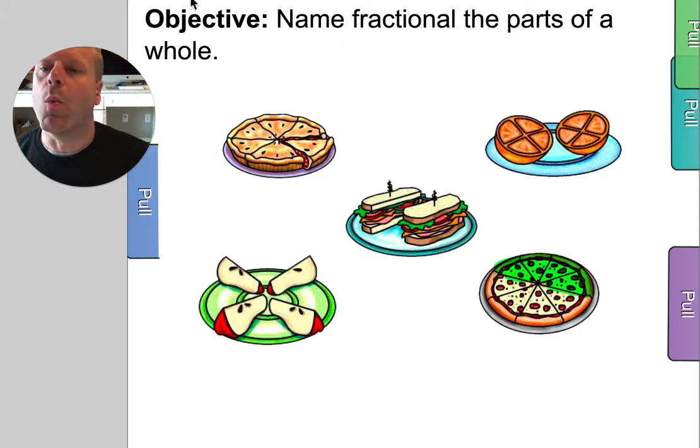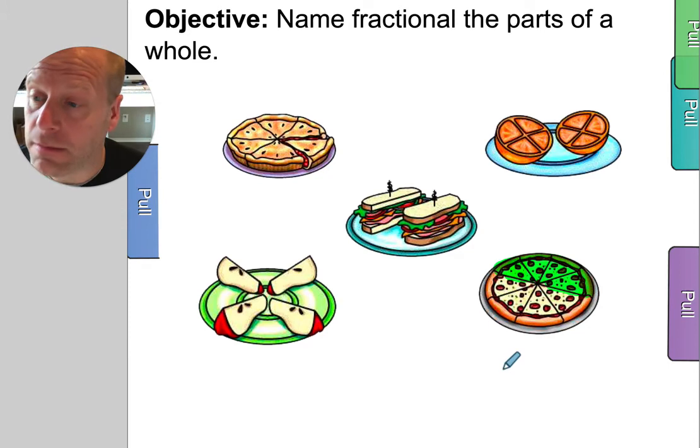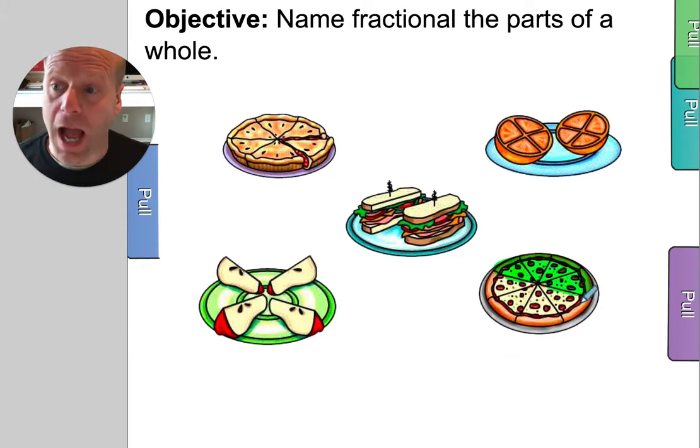Okay? What fraction did I eat? Well, first thing I always focus on is the denominator, the total. So I'm going to count the green pieces and the normal pieces. I'm going to count them all.